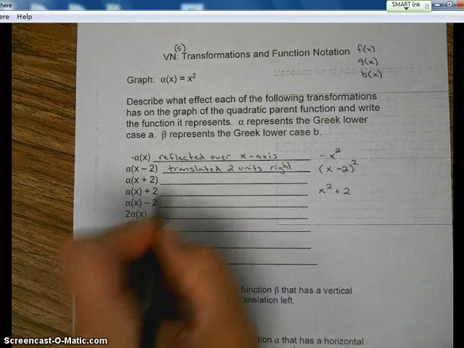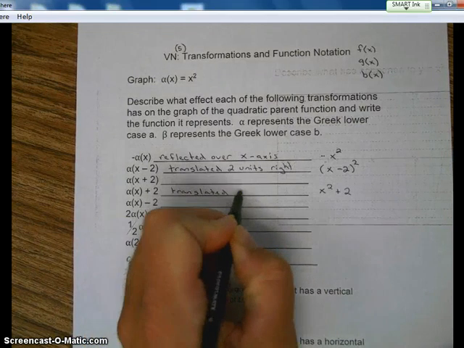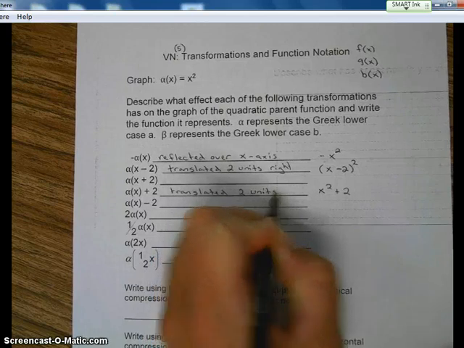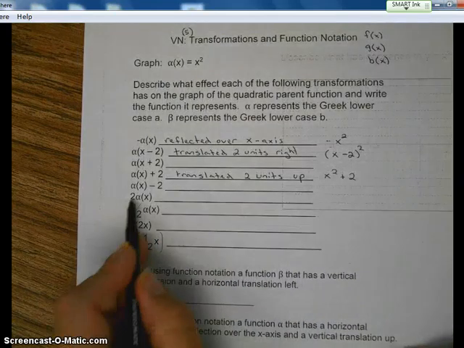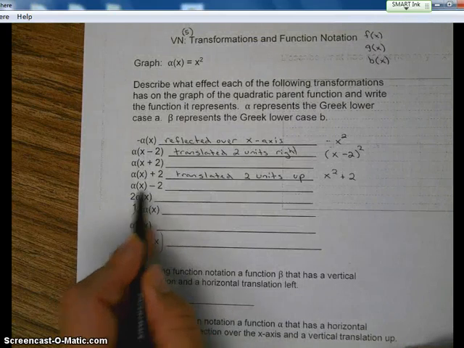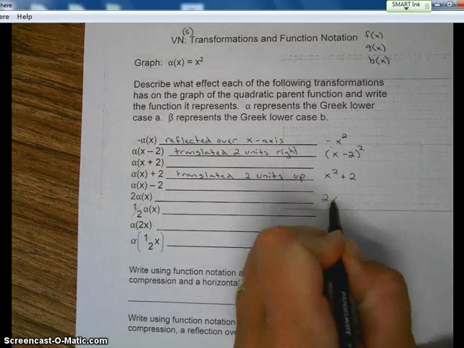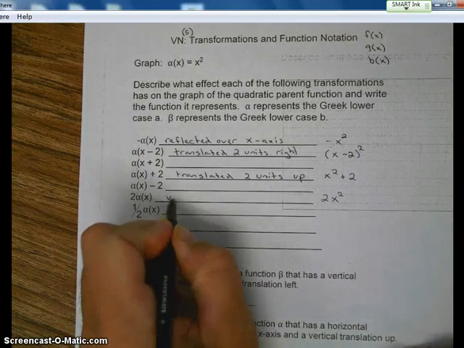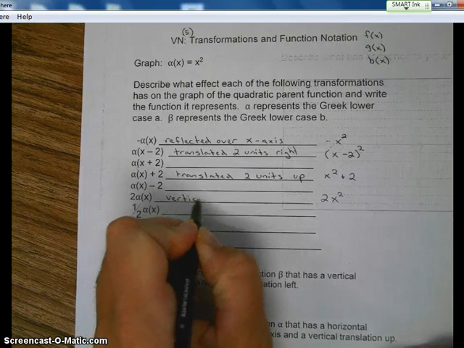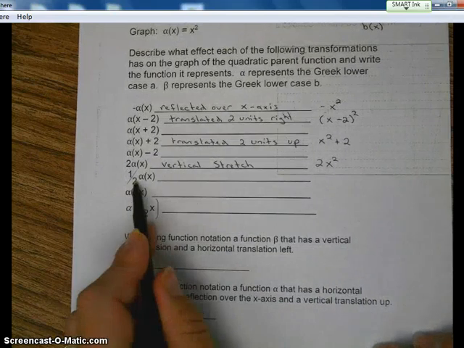So that would be translated 2 units up. Okay? So this would be 2 times the function. So this would actually be the same thing as 2 times x squared. And we know that that would be a vertical stretch. And I'll let you do that one.